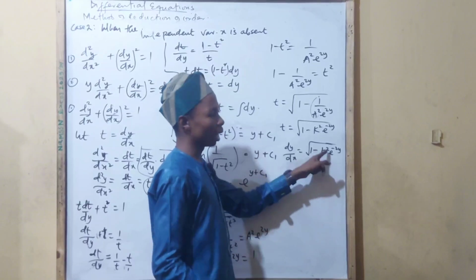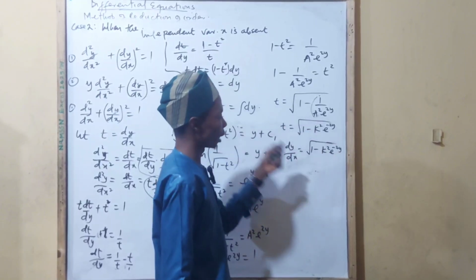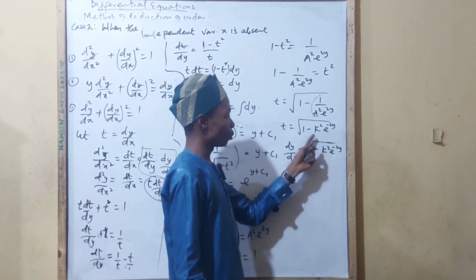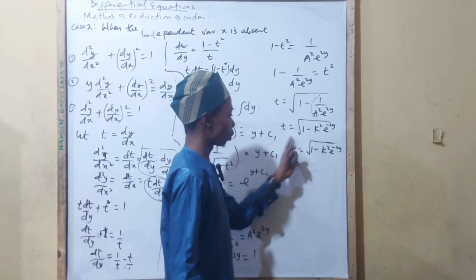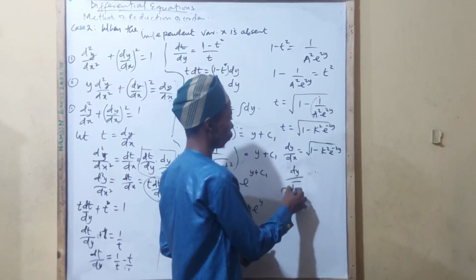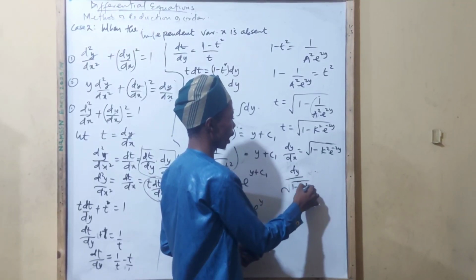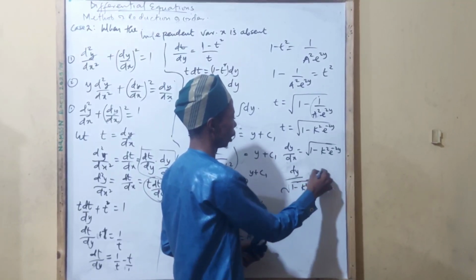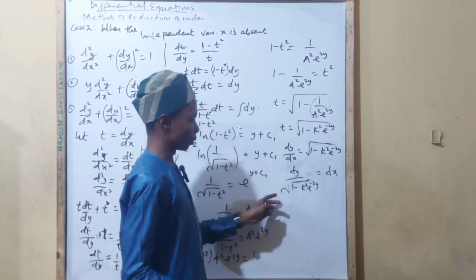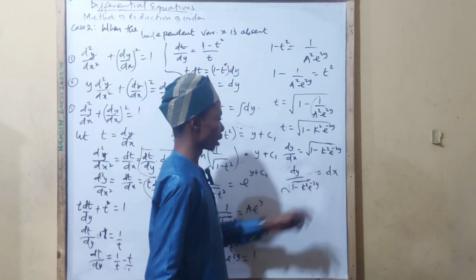We cannot integrate directly like this. Unlike the previous example, what we are having here is a function of y, not a function of x. So we have to use variable separable. Cross multiply. If I cross multiply, we are going to have dy divided by square root of 1 minus k squared e minus 2y equals dx. So we separate now. The next thing is to integrate both sides.